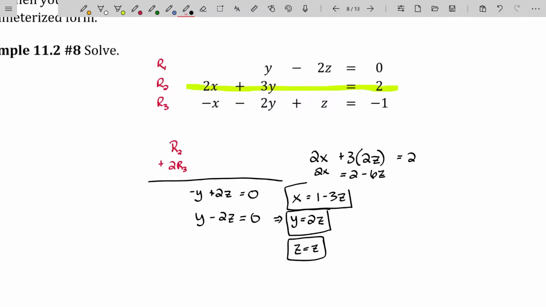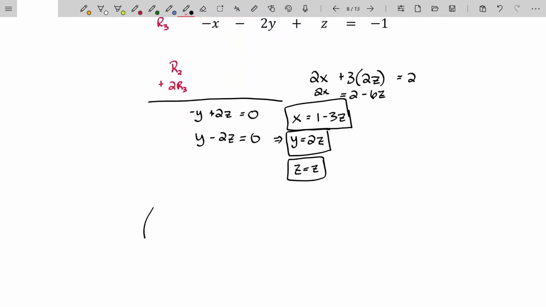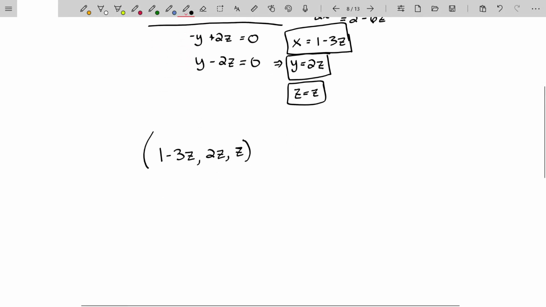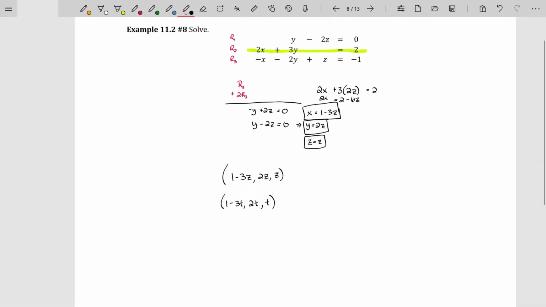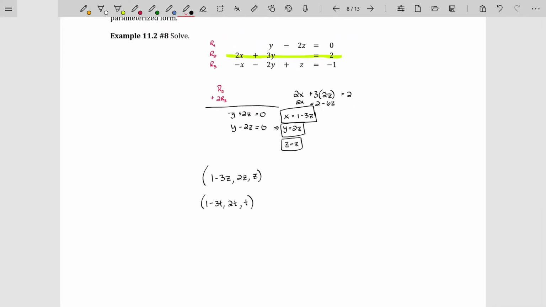You box that up, and that would be your ordered triple. 1 minus 3z, 2z, and then z. If they said write your answer in terms of the parameter t, then fine. It's 1 minus 3t, 2t, and t. There you go. So that's the plan of attack. That's how I usually solve these, using elimination. However, to be honest with you, there'll be faster ways in the future.